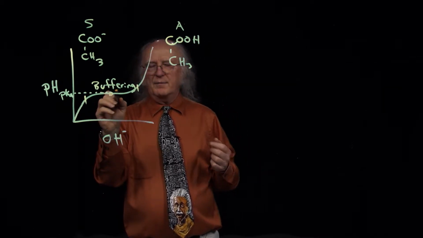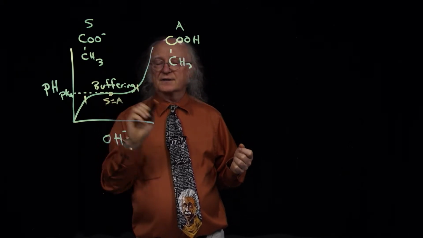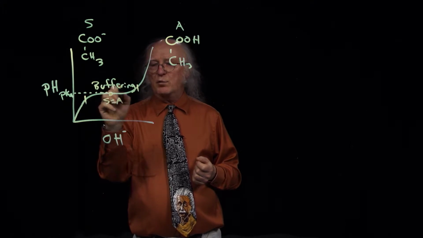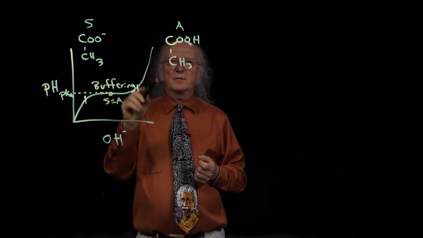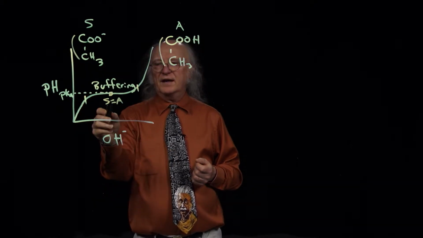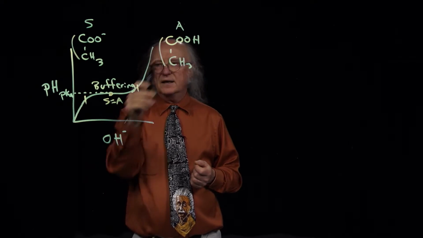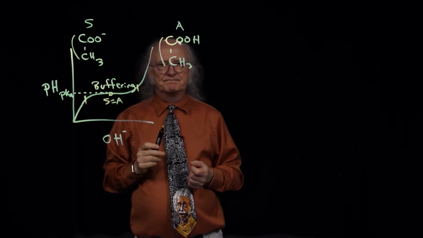First of all, when we have maximum buffering capacity, we have salt equals acid. So we would expect at this point, at this pH, we would have equal amounts of these two. And in fact, that's exactly what we have. We have equal amounts of the acid, this guy, and the salt, this guy.